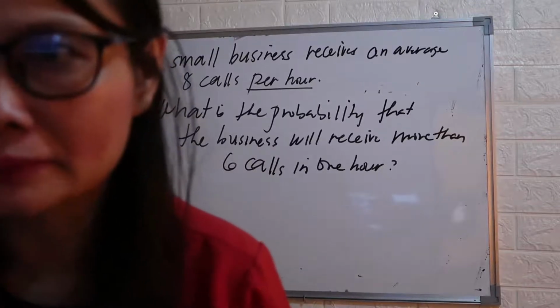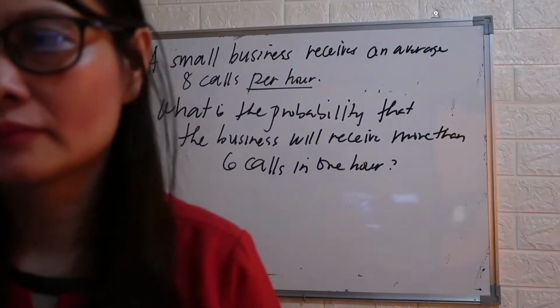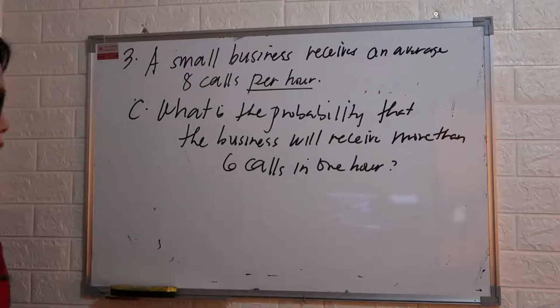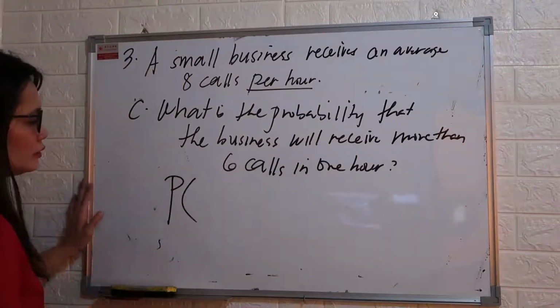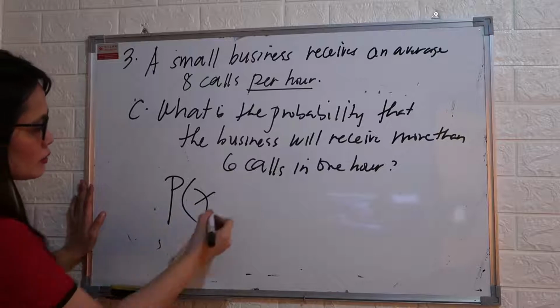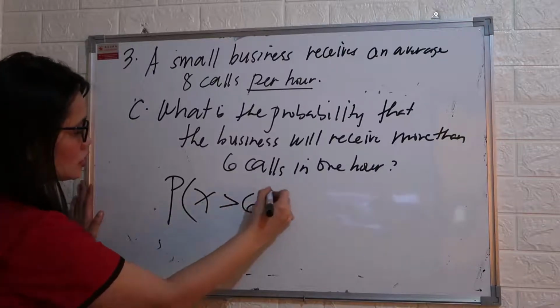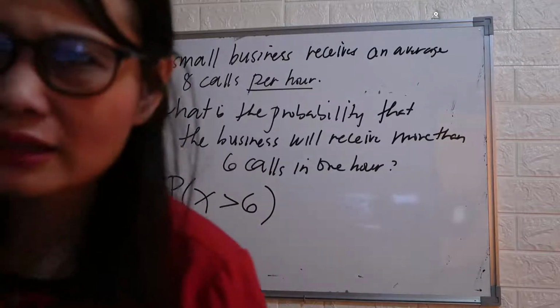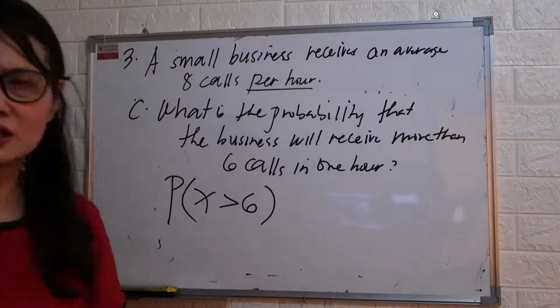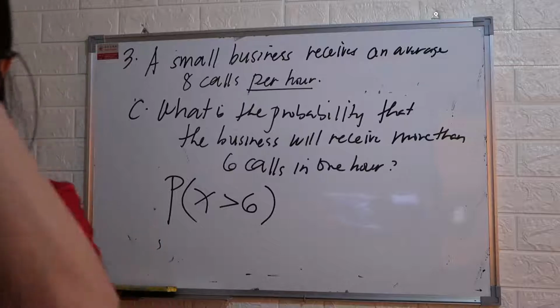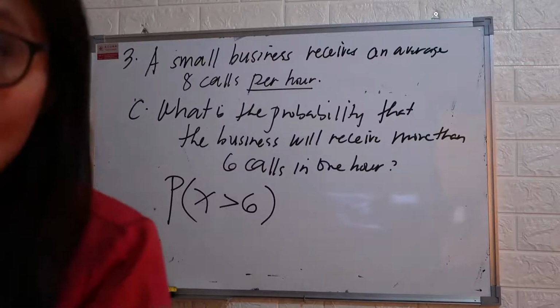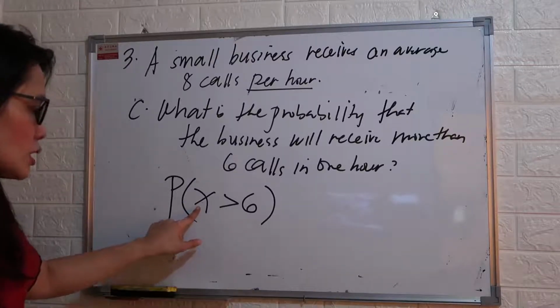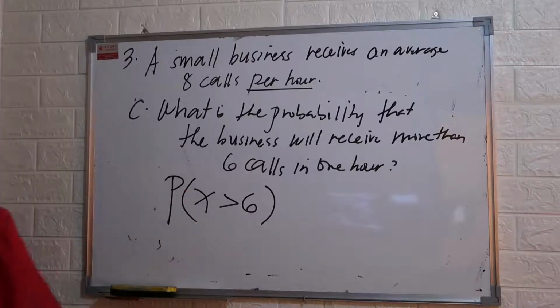What do you mean by that one? The probability that the business will receive more than 6 calls. More than 6 calls. Can we solve this? Is it possible to solve it manually? The probability that the business will receive more than 6 calls?